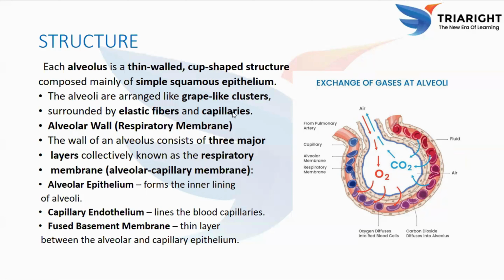Let's talk about it. What is the basic shape and composition of the alveolus? It's a thin-walled, cup-shaped air sac. What is it made up of? It's made up of simple squamous epithelium, nothing but a wall of thin and flat cells. As it is thin, this thinness helps gases like oxygen and carbon dioxide pass through easily across it. Coming to the arrangement, they are arranged in clusters just like a bunch of grapes.